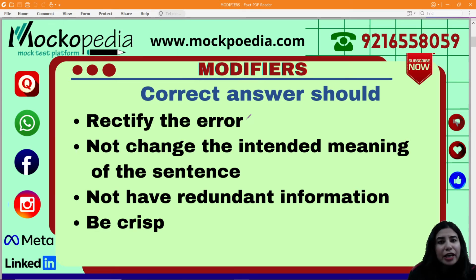Further, the next expectation of the correct answer is that there should be no redundancy or repetition of information. What is redundancy? Information being repeated. We would not want any redundancy in our content. And if you have two answer choices, you are going to pick the one which is able to convey the idea in fewer words.